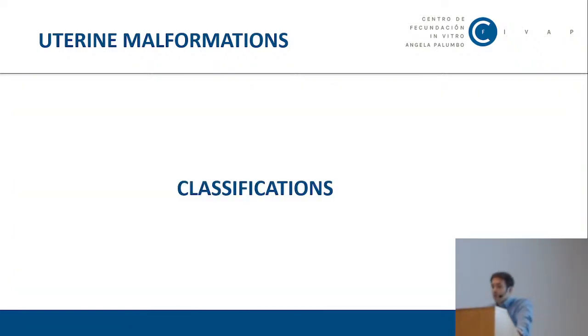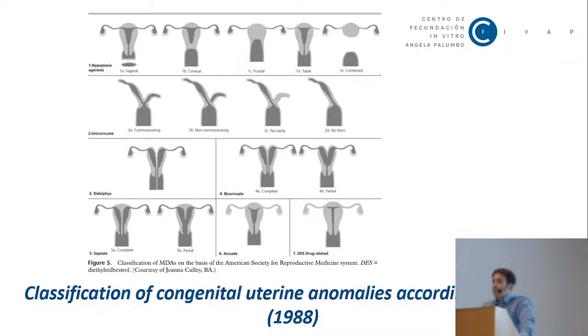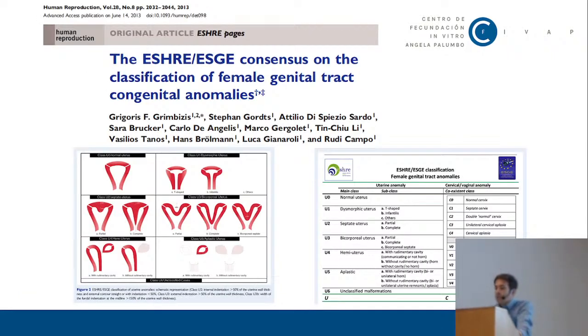Classification. I will mention the different classifications that we have for uterine malformations, but we'll analyze them in more detail using some examples at the end. This is the first American Fertility Society classification from 1988. I won't go deep into it because we have a new one. And this is the ESHRE classification from 2013.